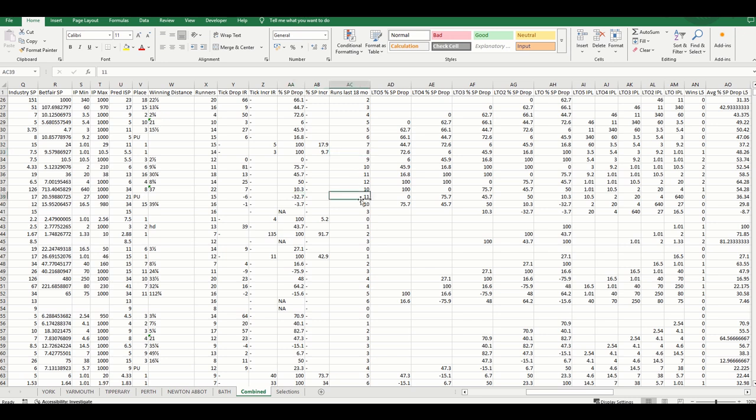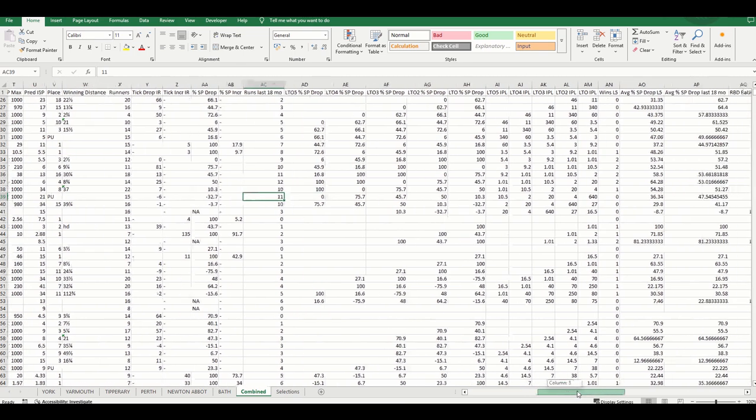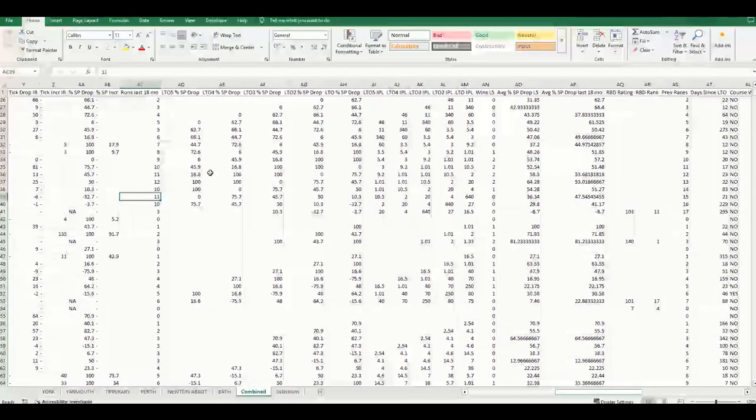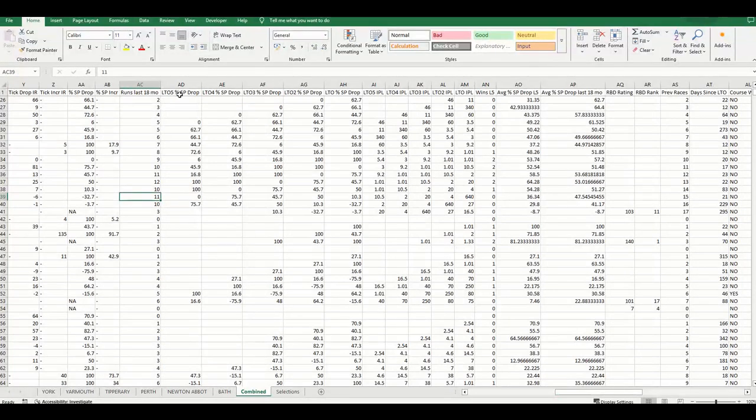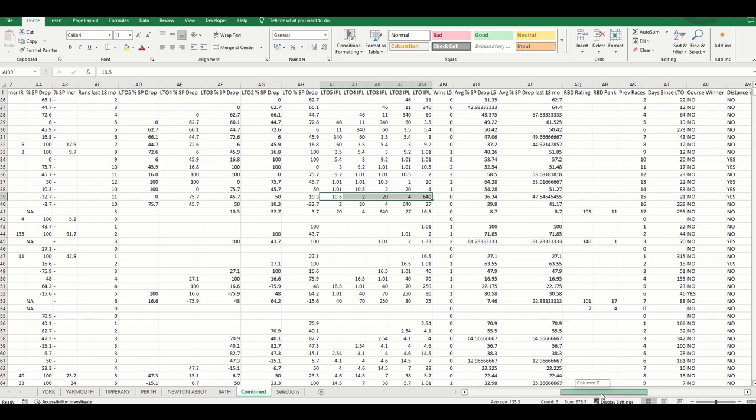We have more details around the horse itself. So the runs in the last 18 months. So calendar based on that date of the race, how many runs have that horse had at that time. Then you have the last time out, LTO, 5 from last, 4 from last, third from last, 2 from last, and the last race that shows the percentage drop. Then you see the in-play low for the last 5 races for each horse, and obviously that changes race by race as you go through.